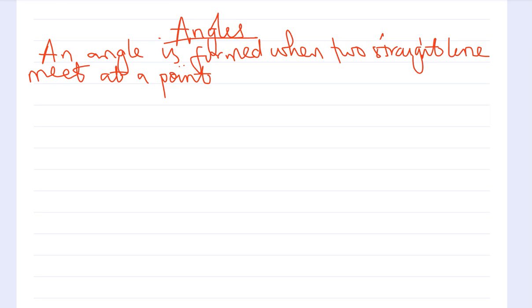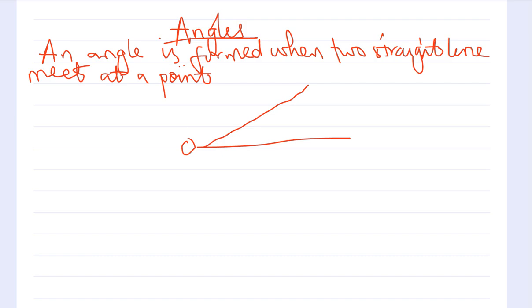So if I have a line like this, don't mind my line, and I have another line like this, you would say that an angle is formed at this point 0. Are you seeing that now? An angle will be formed at that point, point 0. That is where the angle will be formed. Do you understand that now? So when two straight lines meet at a point, then we say that an angle is formed.